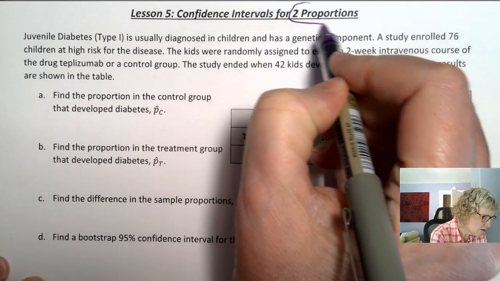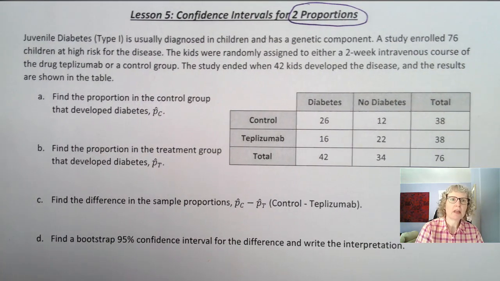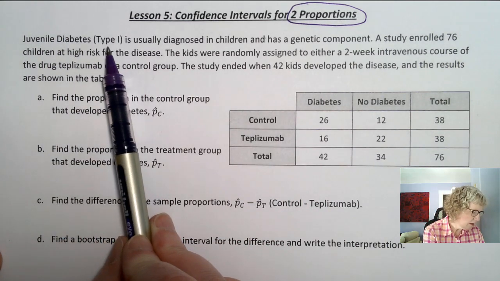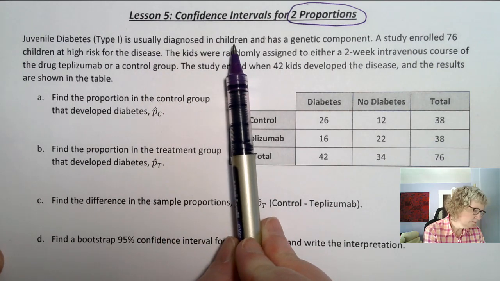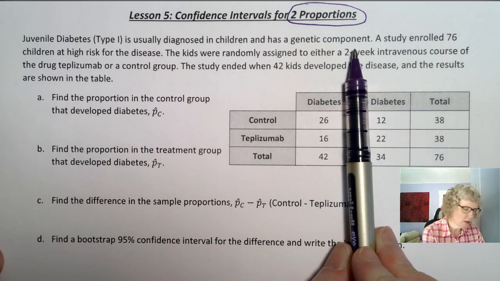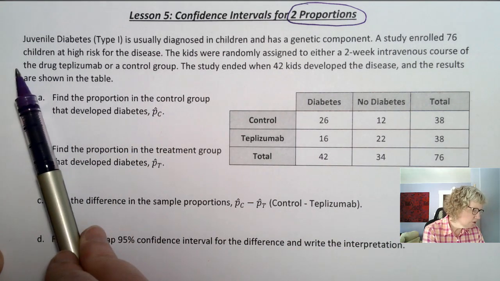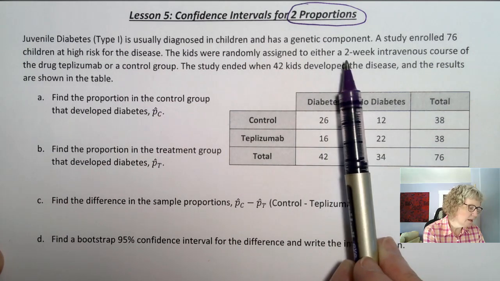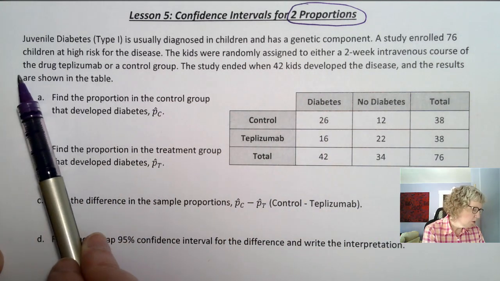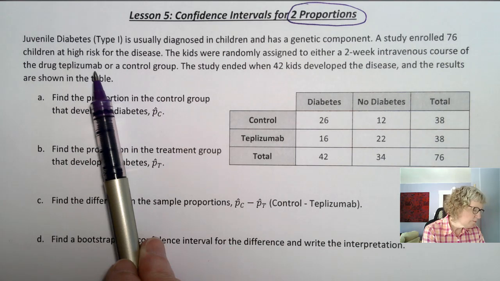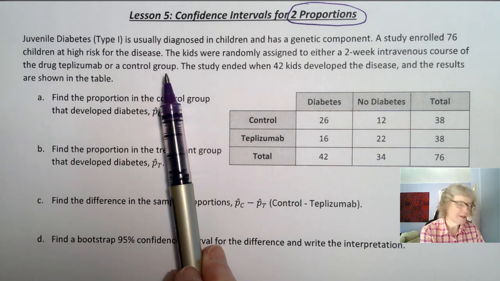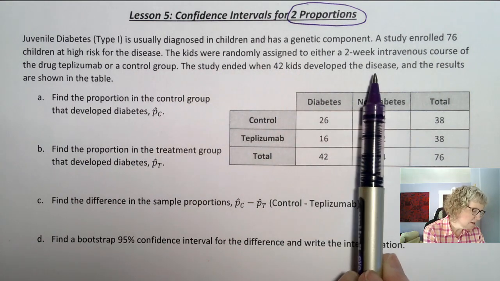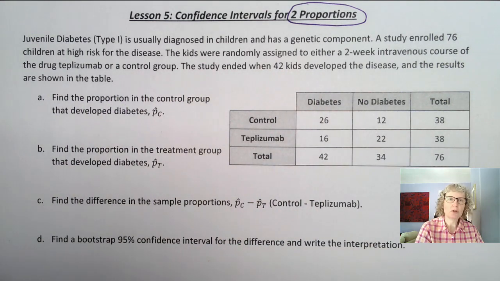So we've got confidence intervals for two proportions, and we have juvenile diabetes, which is type 1, usually diagnosed in children and has a genetic component. A study enrolled 76 children who are at high risk for the disease. The kids were randomly assigned to either a 2-week intravenous course of the drug teplizumab or a control group. No idea if I'm saying that drug correctly. The study ended when 42 kids developed the disease, and the results are shown in the table.